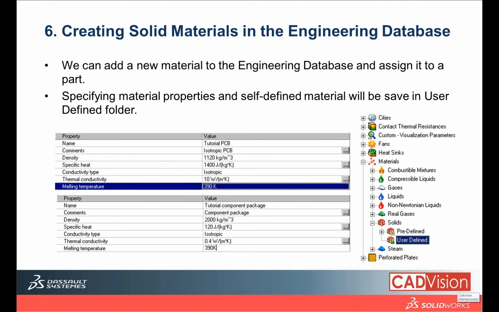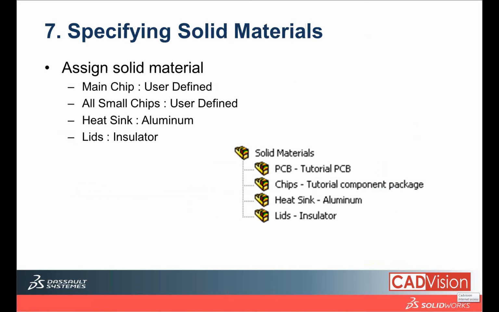So you can always assign it by giving a name. You can add a comment if you want, and the density, the specific heat, the conductivity types, with the parameters and the characteristics of the materials. You have it and you can create it. And all of this will drop into a row named user defined, so that we can assign it later.